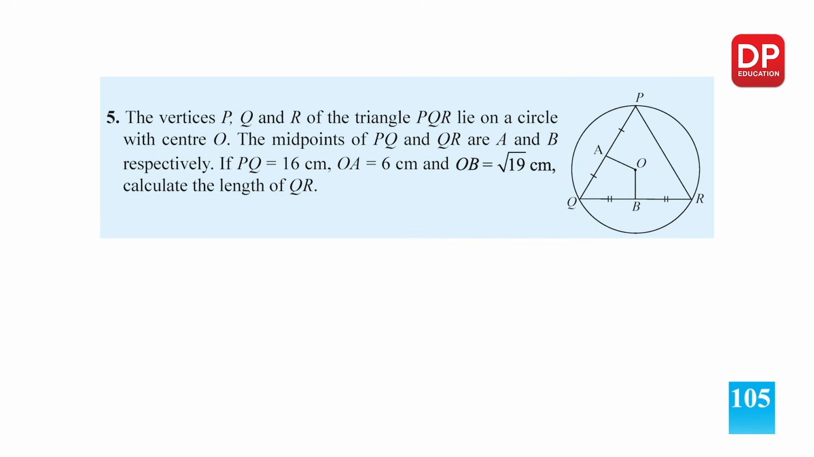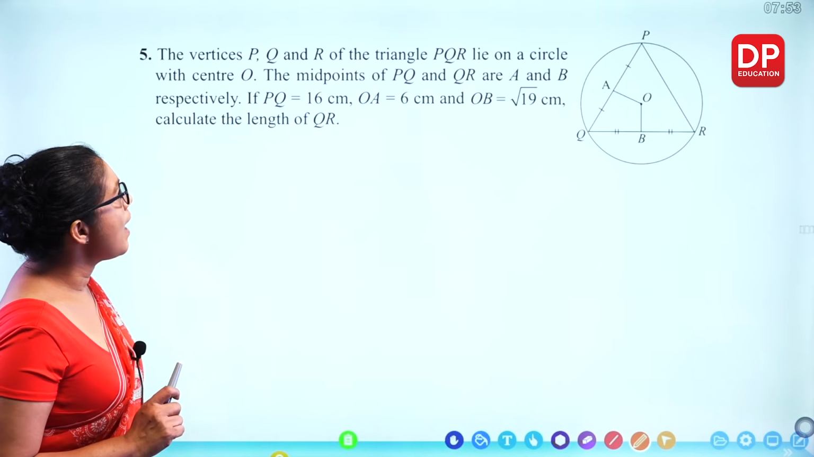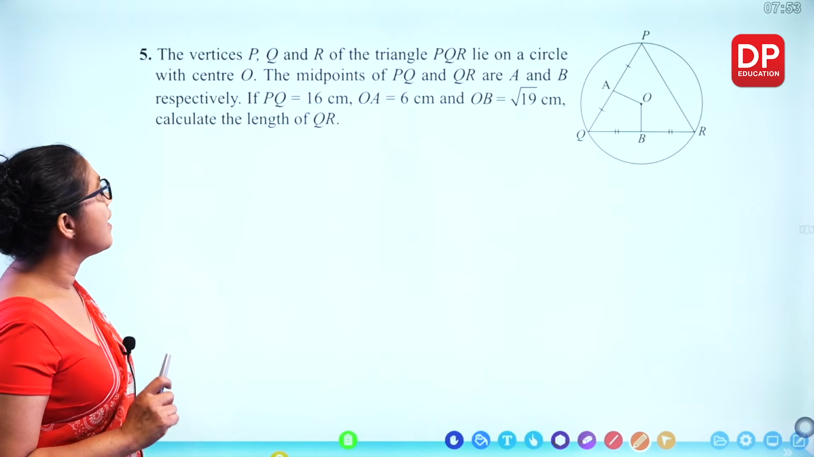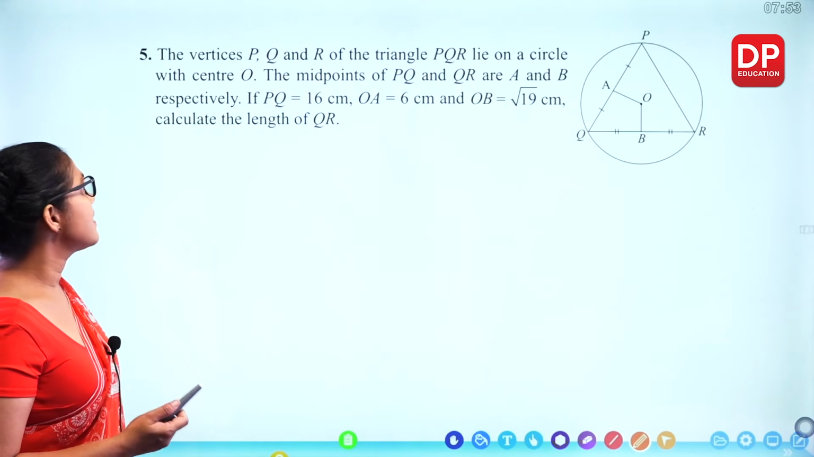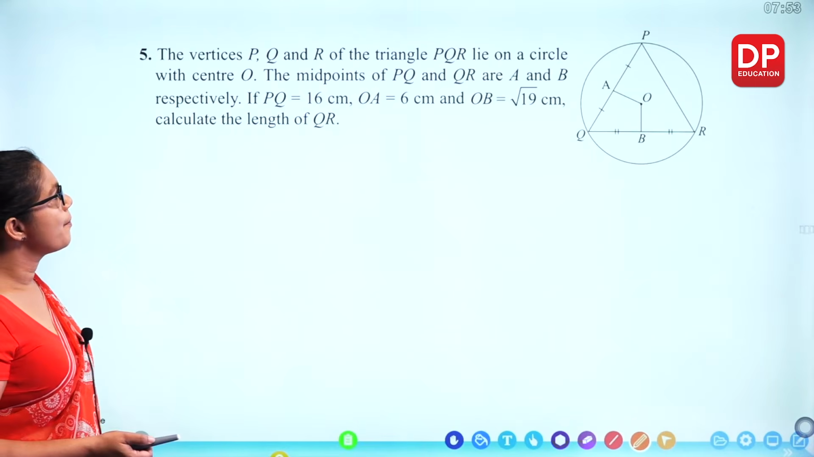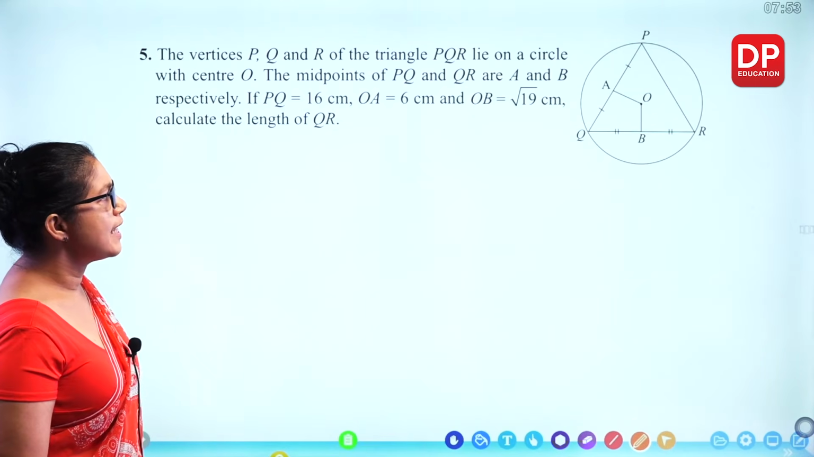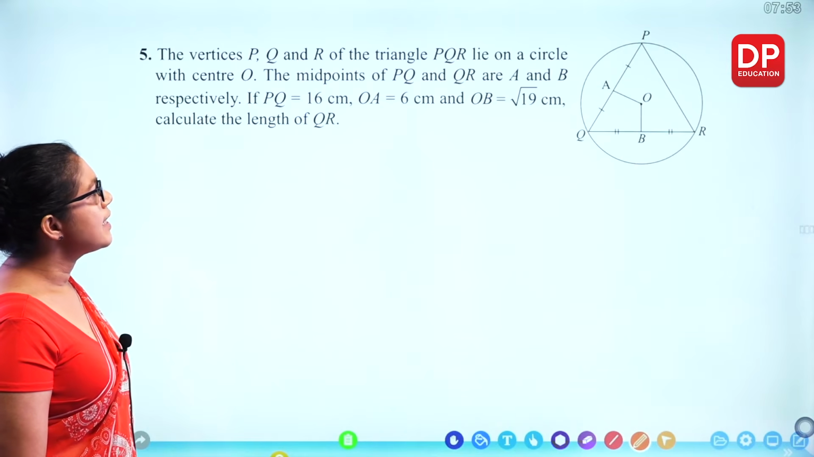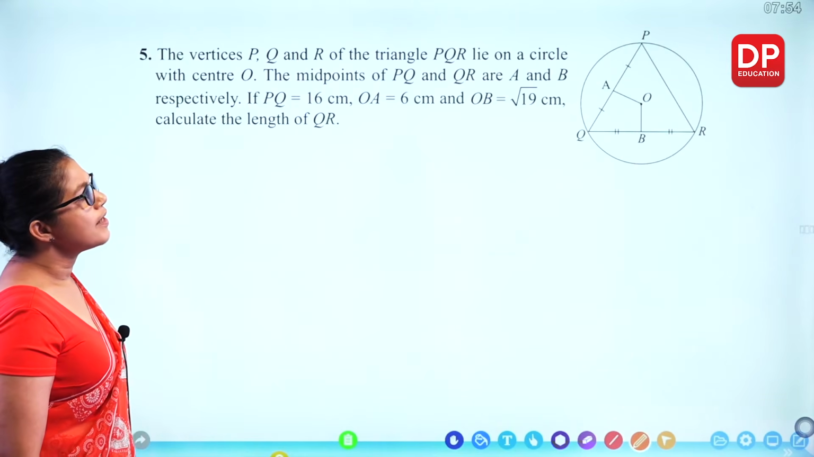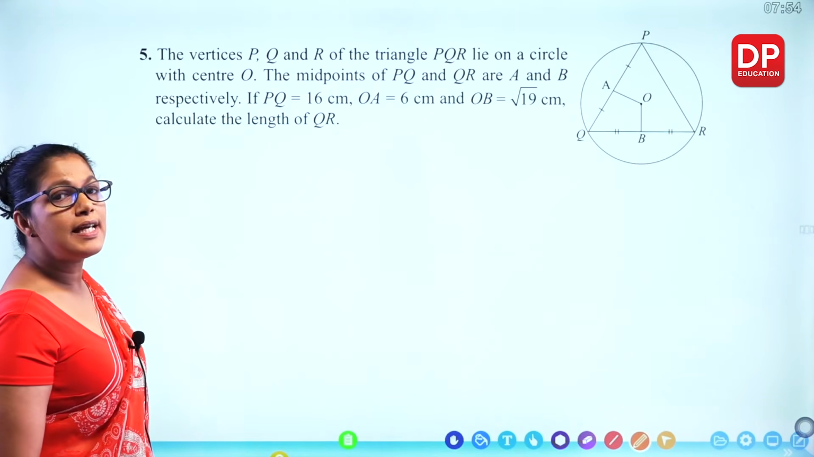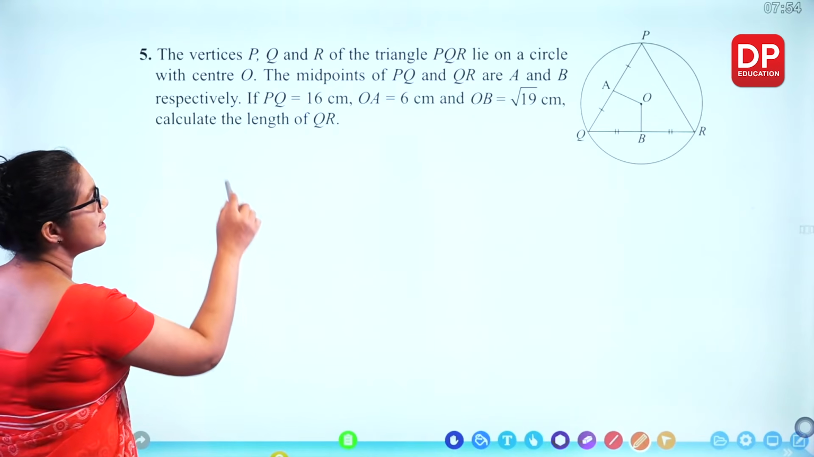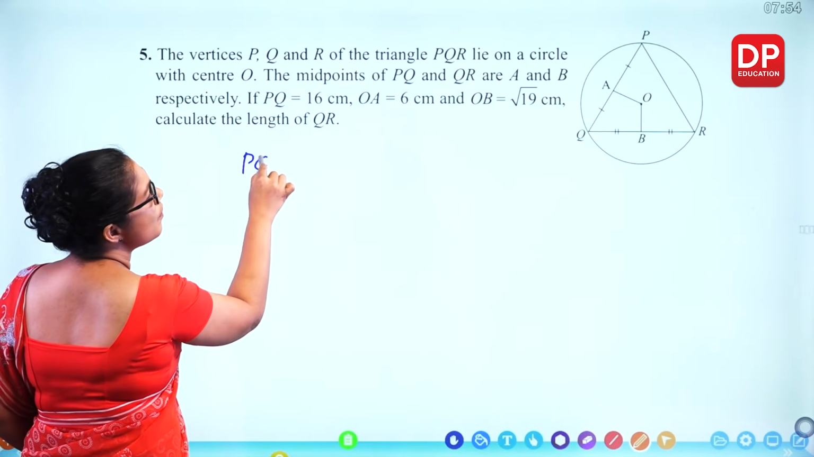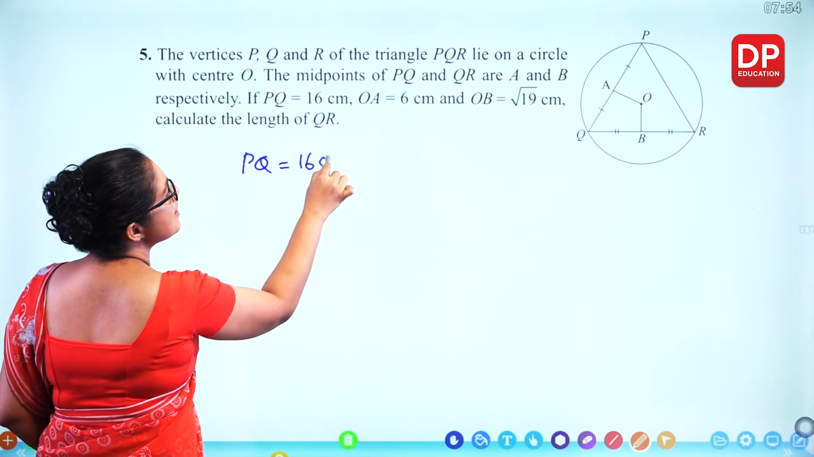Now we'll look at the fifth question. So the vertices P, Q and R of the triangle PQR lie on a circle with center O. The midpoints of PQ and QR are given as A and B. So already marked there. PQ is 16. So PQ is 16 centimeters.